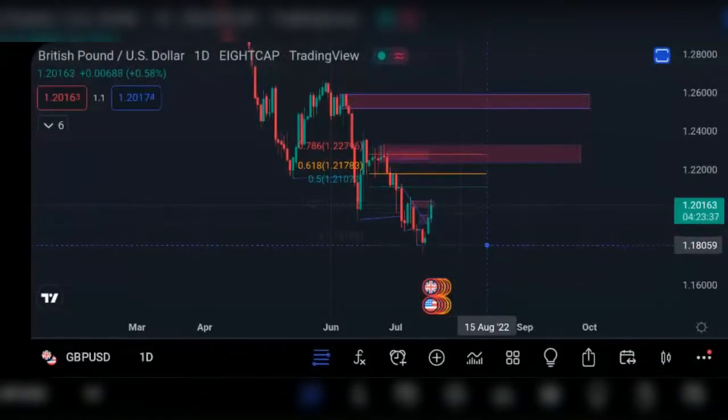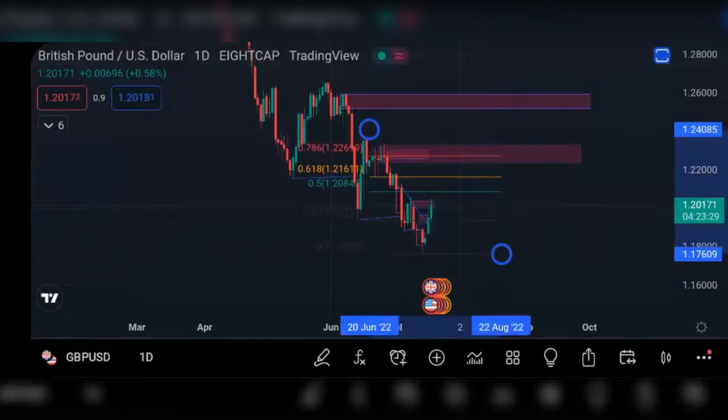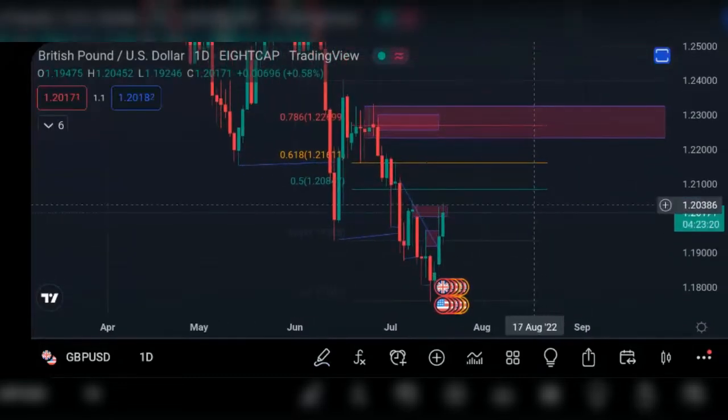Am I drawing my tool where? Okay. Now you see what I'm talking about. And remember, markets will always buy at discount and sell at premium. Now, if you look at this point, selling from here is not up to discount.